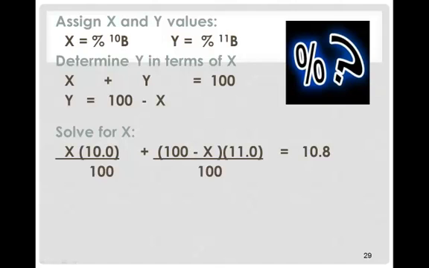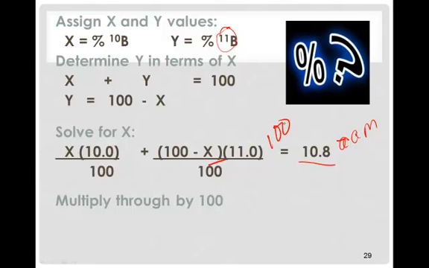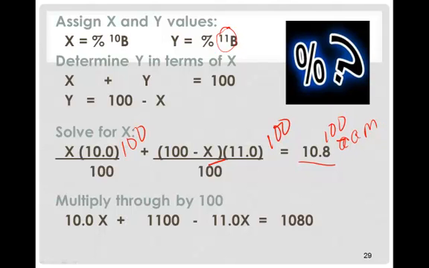Now we're going to multiply that by our other isotope, which is 11, and put that over 100 because we want to get rid of our percentage. We know the average atomic mass is right here because we were told that. Now all we have to do is multiply through by 100 to get rid of the 100. So this has to be multiplied by 100, this by 100, and this has to be multiplied by 100. We'll do that, and this is what we get.